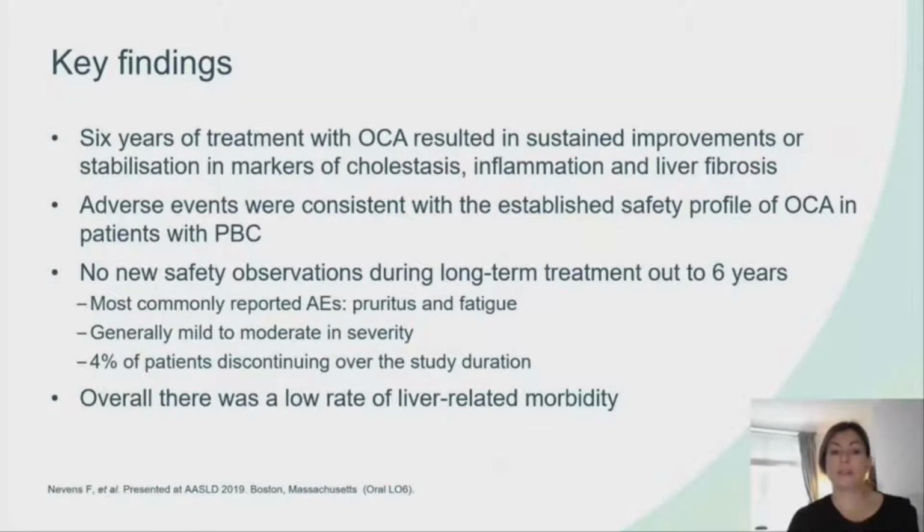So in summary, 6 years of treatment with Ocaliva resulted in sustained improvement or stabilization in markers of cholestasis, inflammation, and fibrosis. Adverse events were consistent with the established safety profile of Ocaliva in patients. Safety observations during the long-term treatment out to 6 years were observed. Overall, there was a low rate of liver-related morbidity.